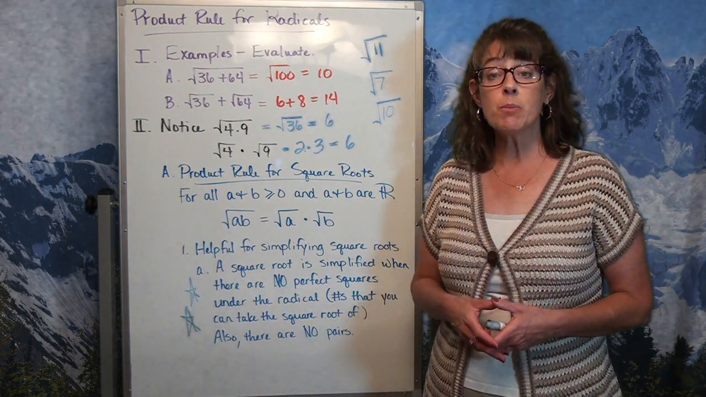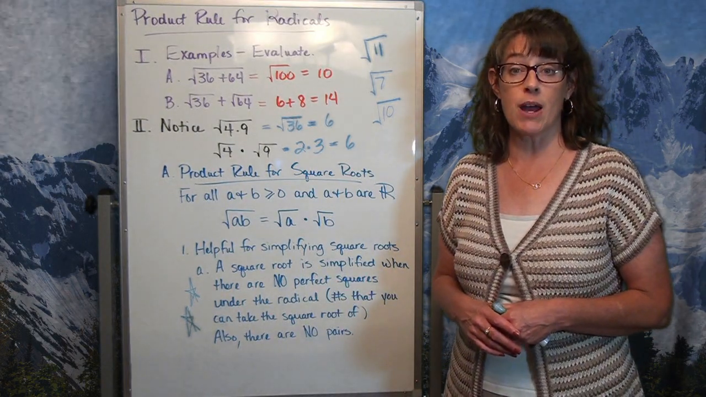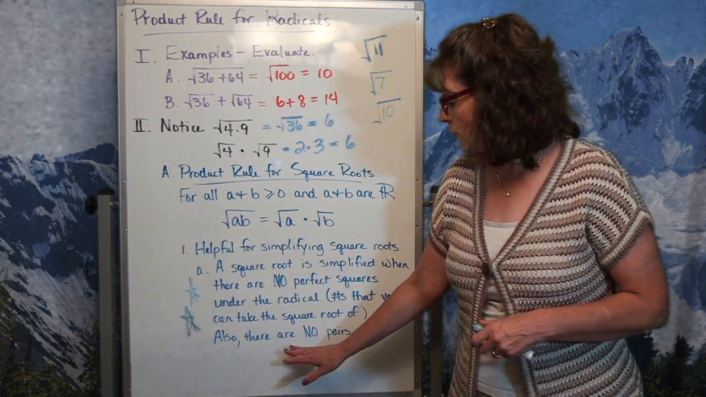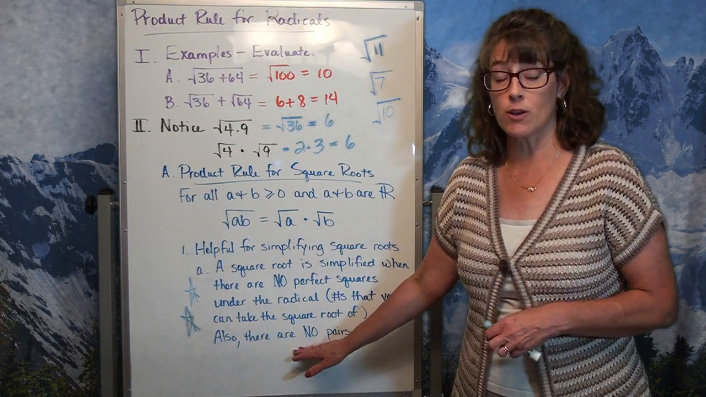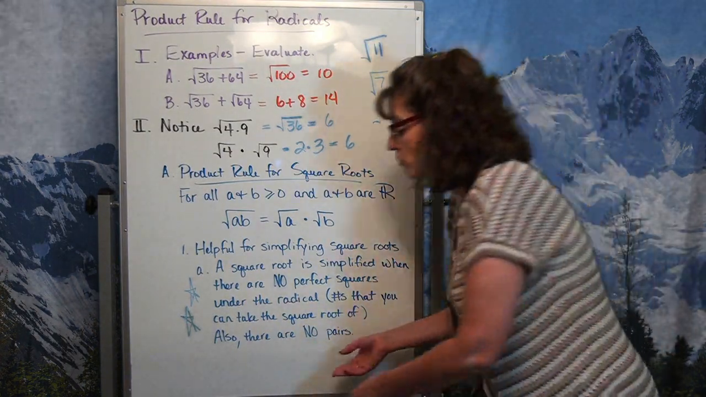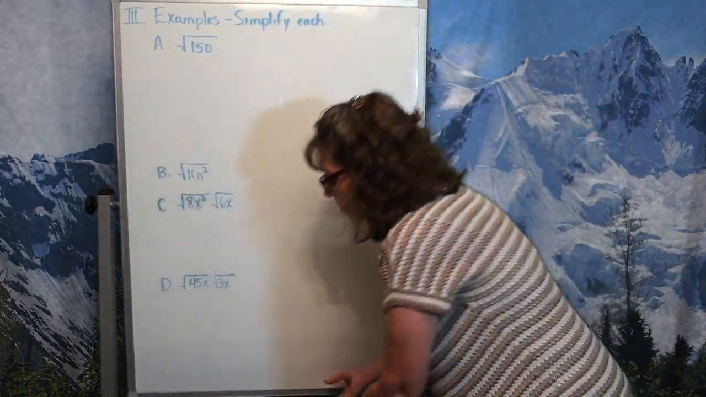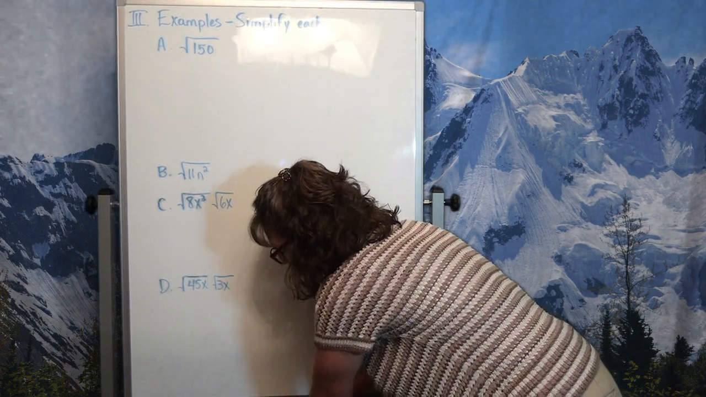You know you're done simplifying your radical when you have no perfect squares underneath that radical. In addition, if you have no pairs underneath the radical. Now that's a very strange concept, and I'll explain that a little bit better through the examples that I've got. So let's take a look at these examples of simplifying our radicals.